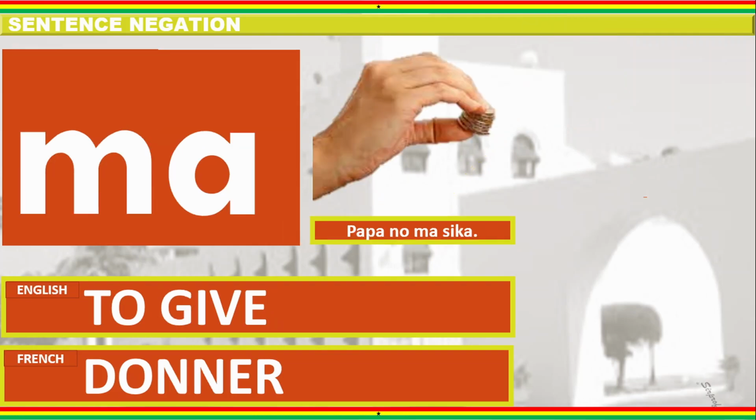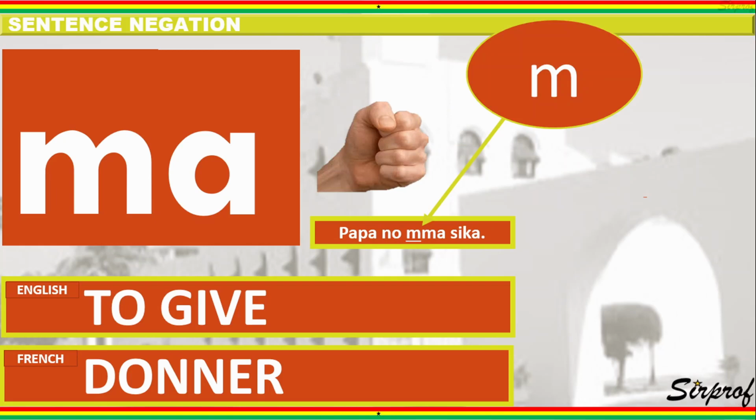Next example, for the verb ma, to give, donne. Example, Papa no ma sika. The verb here is ma. Because the verb starts with an M, we only introduce an additional M to make the sentence Papa no mma sika. The man does not give money.